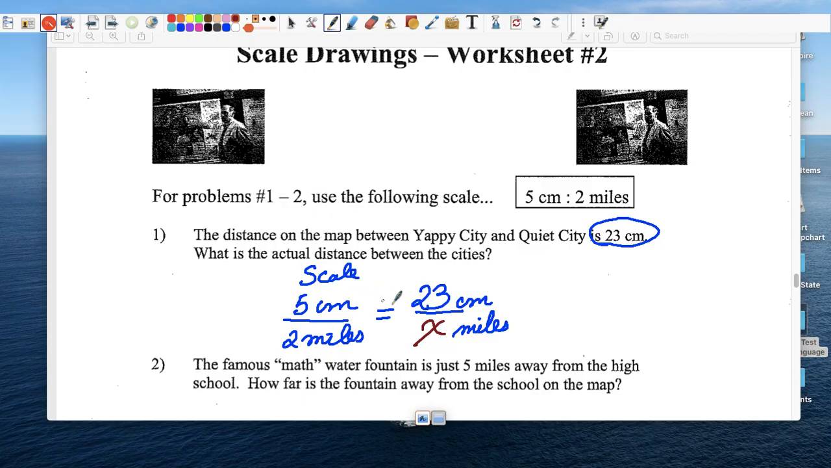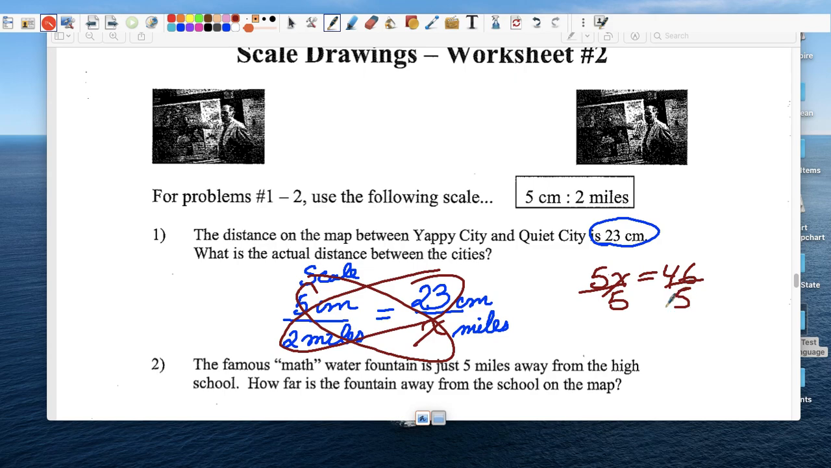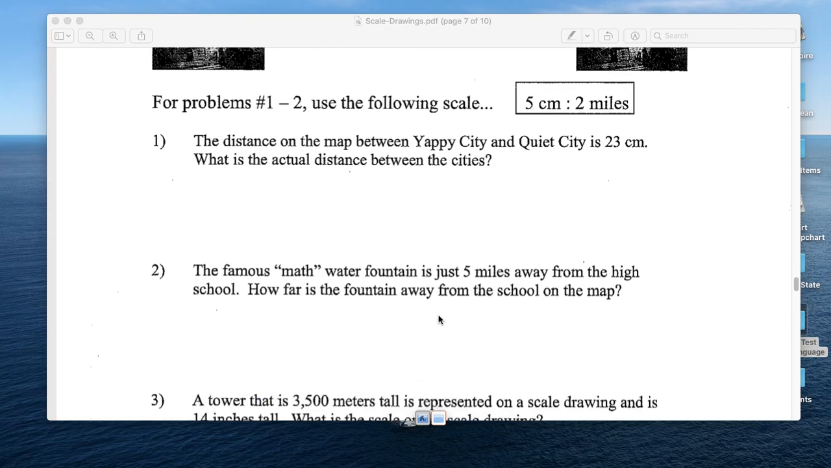I pick x, we're going to cross multiply, so we're going to multiply these two, we get 5x. Multiply these two, we get 46. And we're going to divide by 5 because we want to isolate our variable, right? 5 divided by 5 is 1, and 1 times x is just x. And then 46 divided by 5 is 9.2. So in real life, 23 centimeters represents 9.2 miles. That's it. Rinse, repeat.